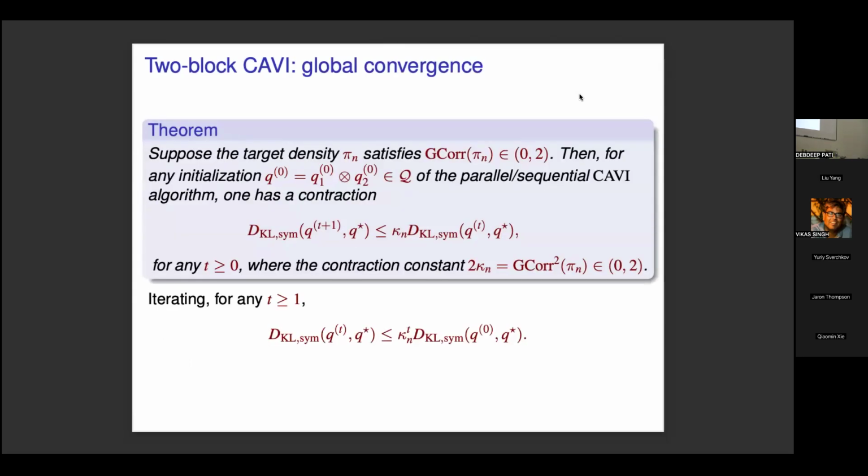Now you can make this more formal. In particular, if you have the generalized correlation between 0 and 2, then it's actually a contraction, meaning that the KL divergence between Qt plus 1 and Q star would be less than or equal to some number between 0 and 1 times the KL divergence between the previous iterate and Q star. And this constant kappa n is actually related to the generalized correlation. So it's actually strictly between 0 and 1.